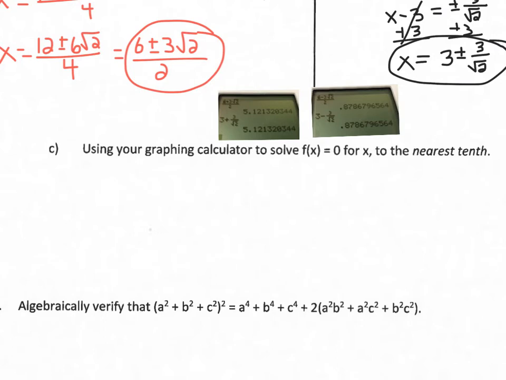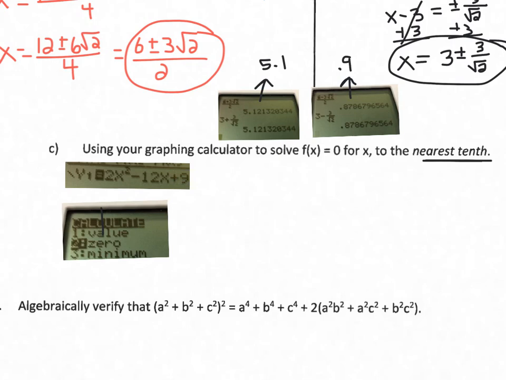Okay, letter C, it should say use, not using. Use your graphing calculator to solve f of x equals 0 for x to the nearest tenth. Now, I actually left these answers from part B up here because whether we do it graphically or algebraically, if we're rounding to the nearest tenth, we should get the same thing. So we can see here, to the nearest tenth, this would be 5.1. And here, to the nearest tenth, that would be 0.9. So when we do this using our calculator, these are the two answers we should get.